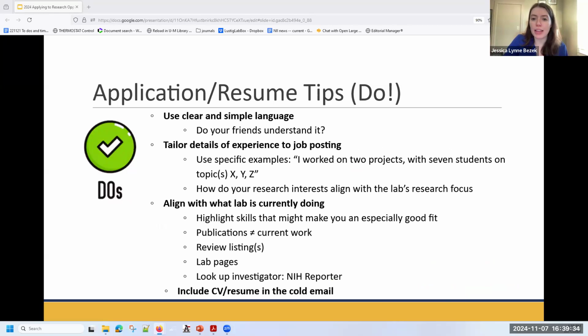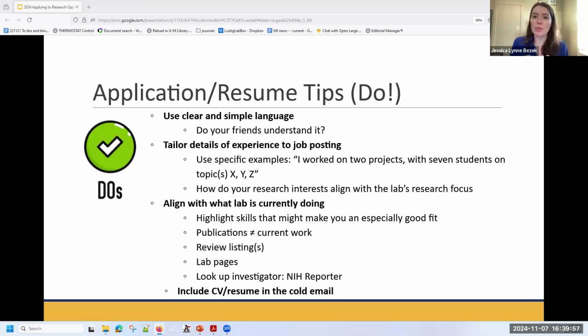Now let's talk a little bit more about the specifics of this stuff. So firstly, some things that you want to be sure to do. Using clear and simple language. So if you gave this to your friend, to a family member, would they be able to understand what skills you're highlighting and your interests that you're describing?